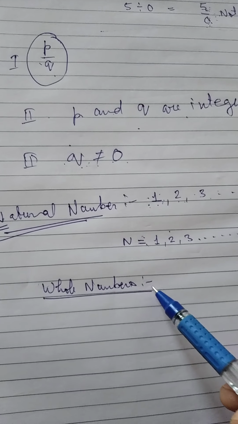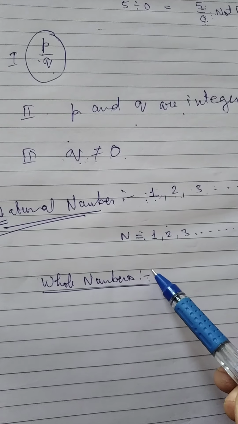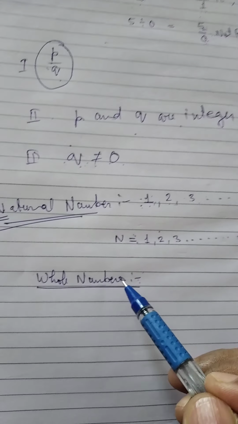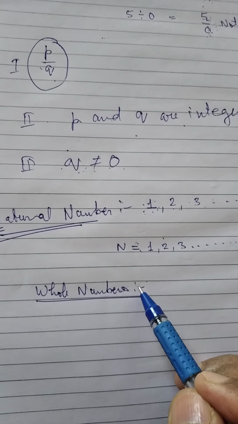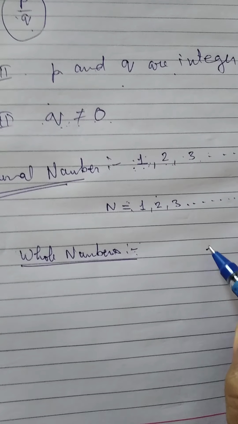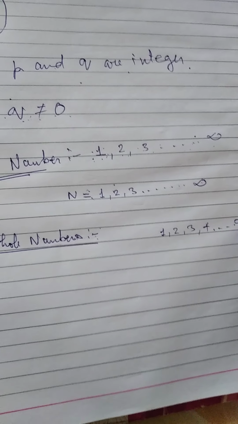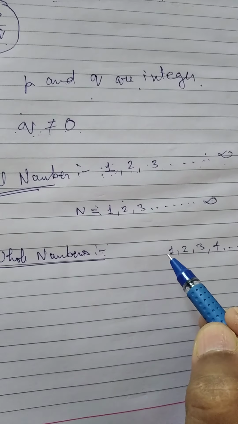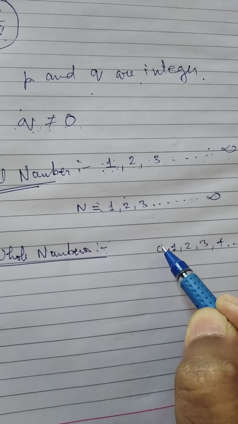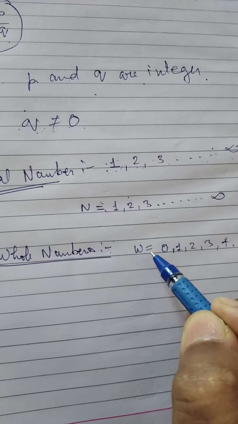There is a very small difference between the whole number and the natural number. In whole numbers, we include 0: all natural numbers including 0. All natural numbers means 1, 2, 3, 4, dash, up to infinite. And we just include 0 here before 1, because 0 is smaller than 1. Now what are these? These are the whole numbers.